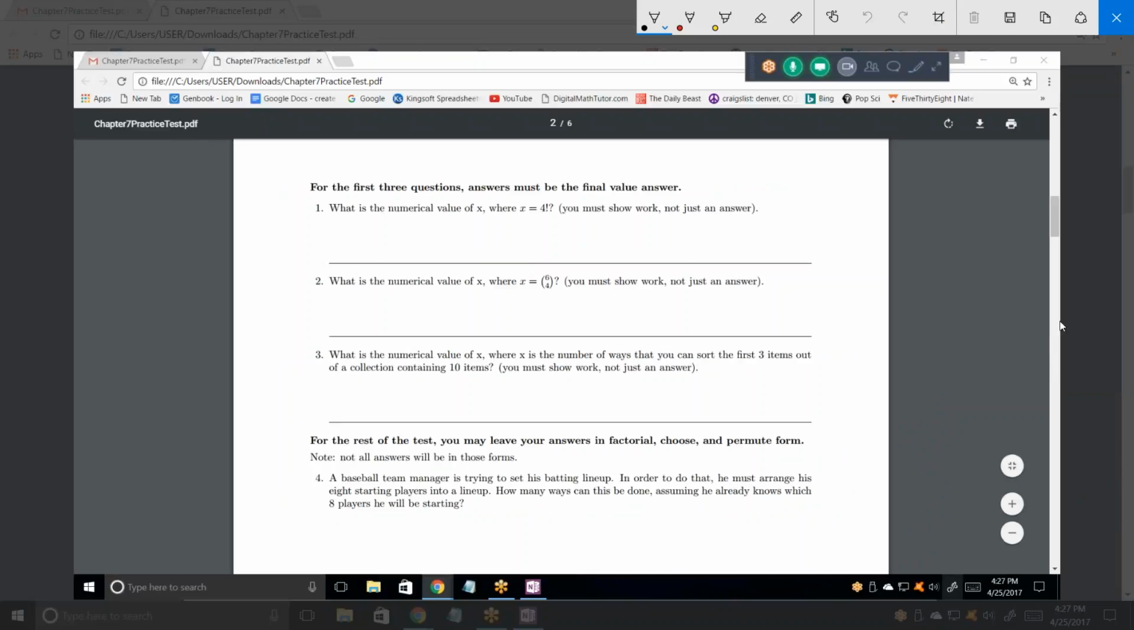All right, so what does 4 factorial mean? 4 times 3 times 2 times 1. So what's the value of that? 24.